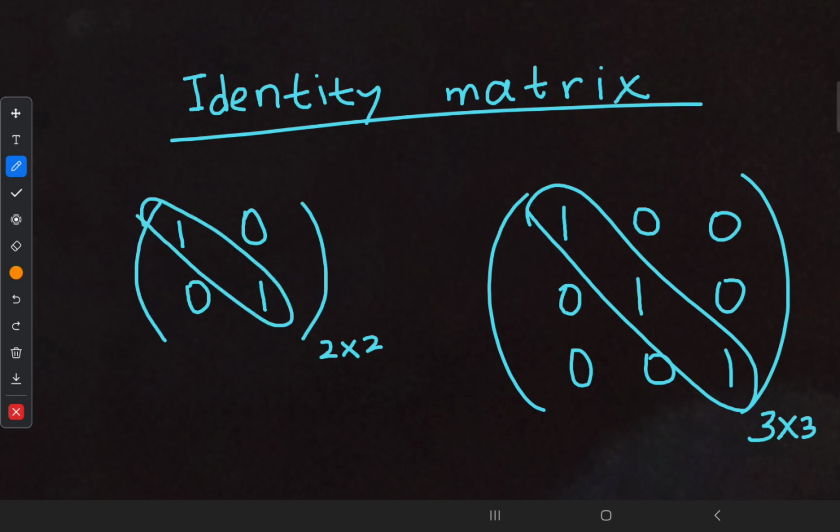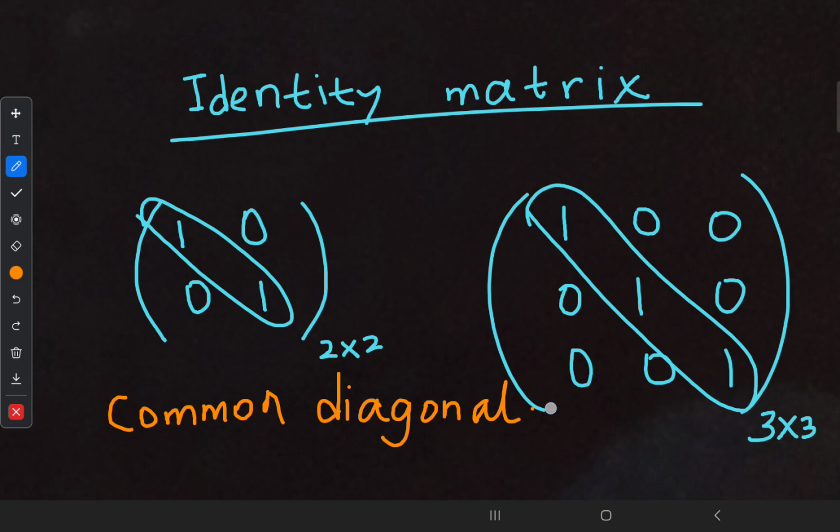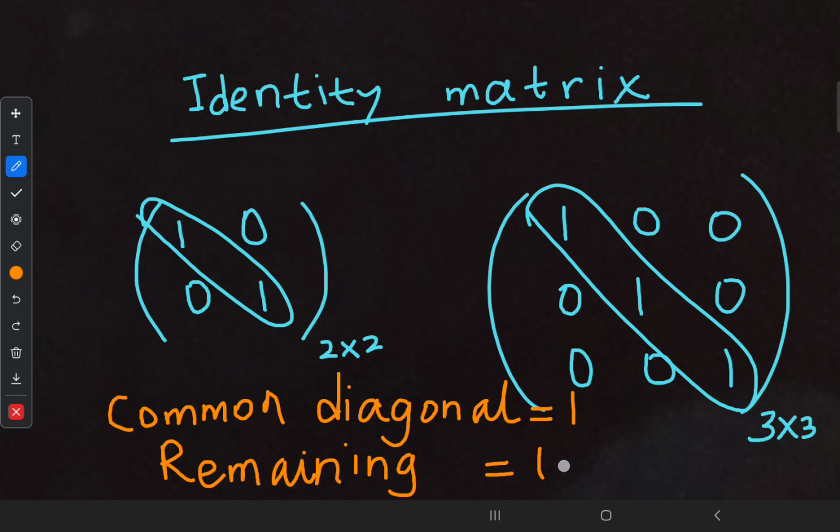What is the condition for identity matrix? The main diagonal will hold 1. Equals to 1. The remaining quantities are 0. In easy words, you can say: main diagonal 1 and remaining 0.